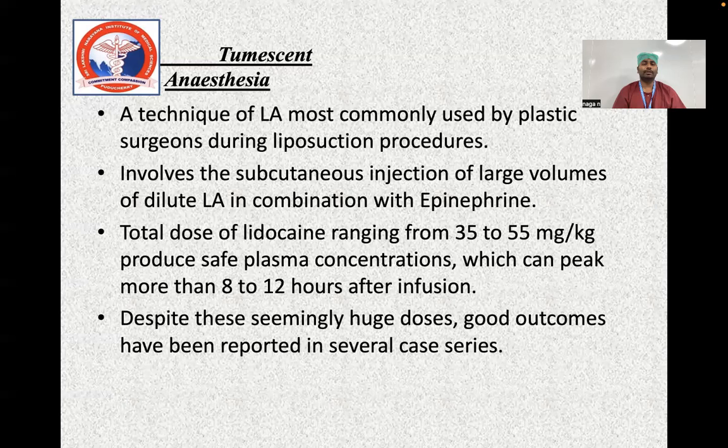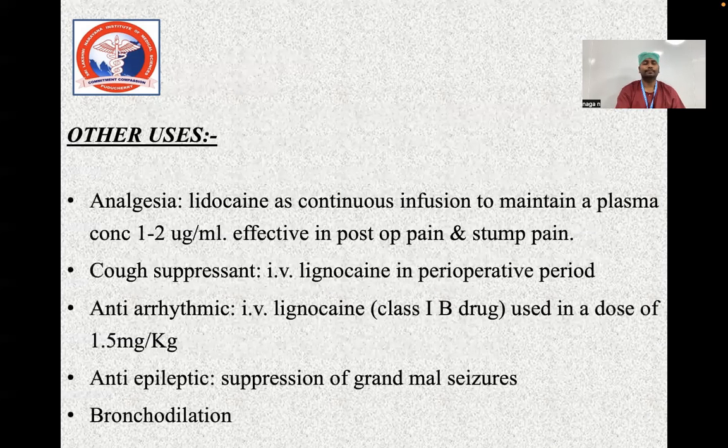Then we will see something about tumescent anesthesia. It is a technique of local anesthesia most commonly used by plastic surgeons during liposuction procedures. It involves a subcutaneous injection of larger volumes of dilute local anesthetics in combination with epinephrine. Total dose of lignocaine ranging from 35 to 55 mg per kg produces safe plasma concentration, which can peak more than 8 to 12 hours after infusion. Despite these seemingly huge doses, good outcomes have been reported in several case series.